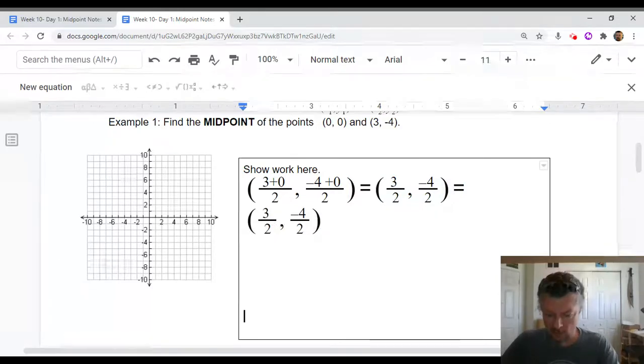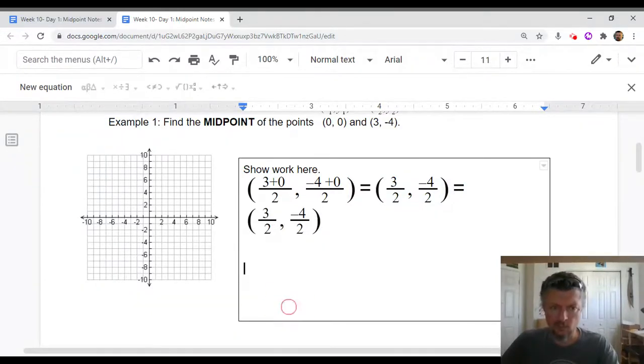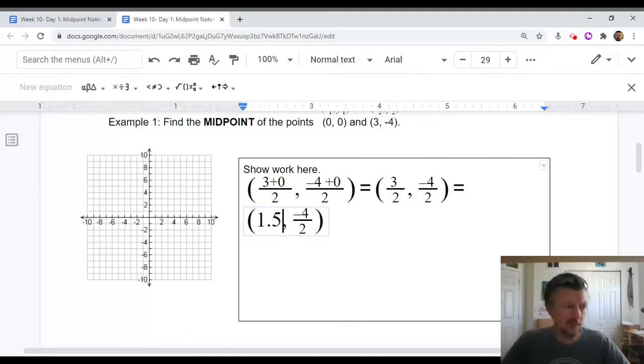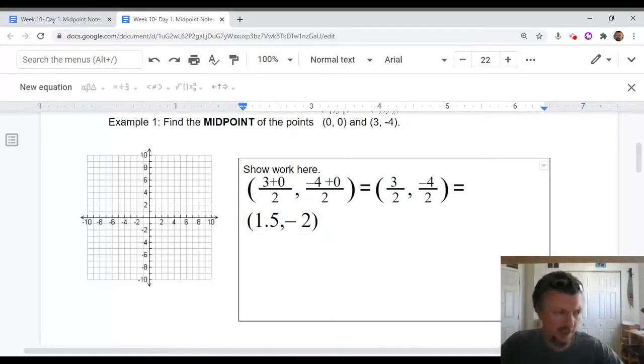Okay. So what we're going to do is we're going to do a decimal. So 3 divided by 2, that's 1.5. You can leave it as a fraction if you want, but this one you don't want to leave it as a fraction because it's not reduced. Negative 4 divided by 2 is negative 2. Okay, so that's the answer. The answer is 2 numbers. It's a point.